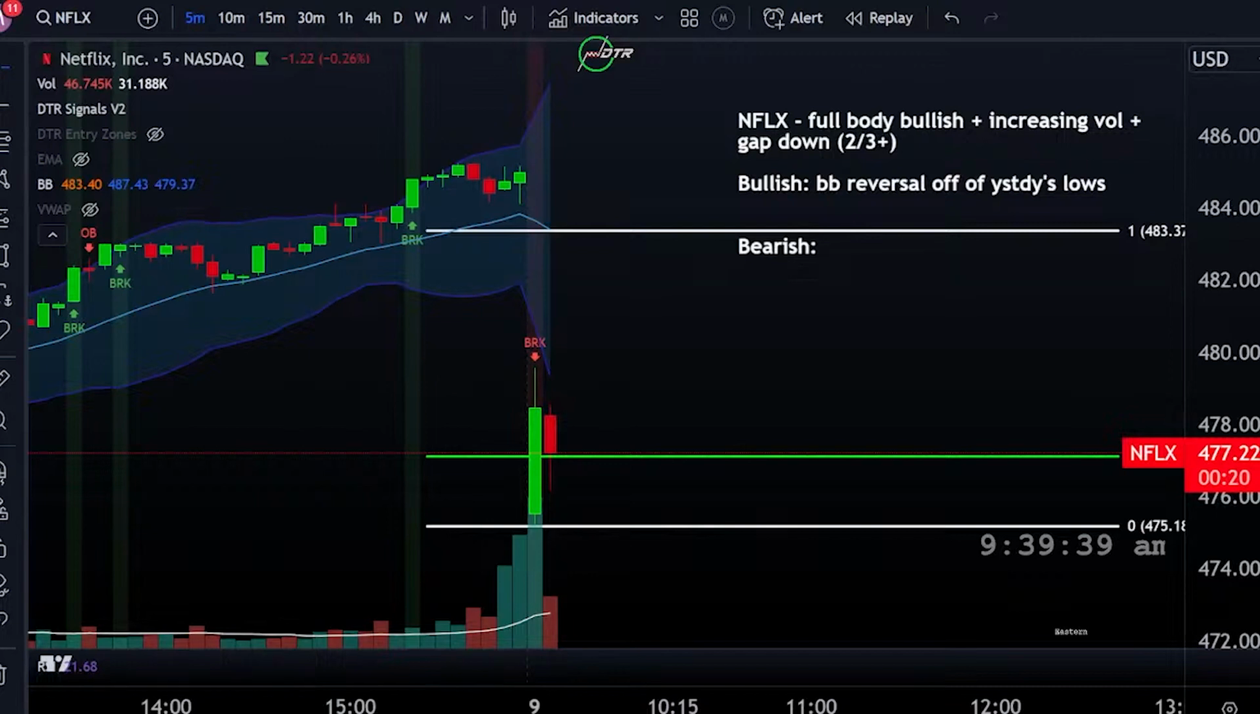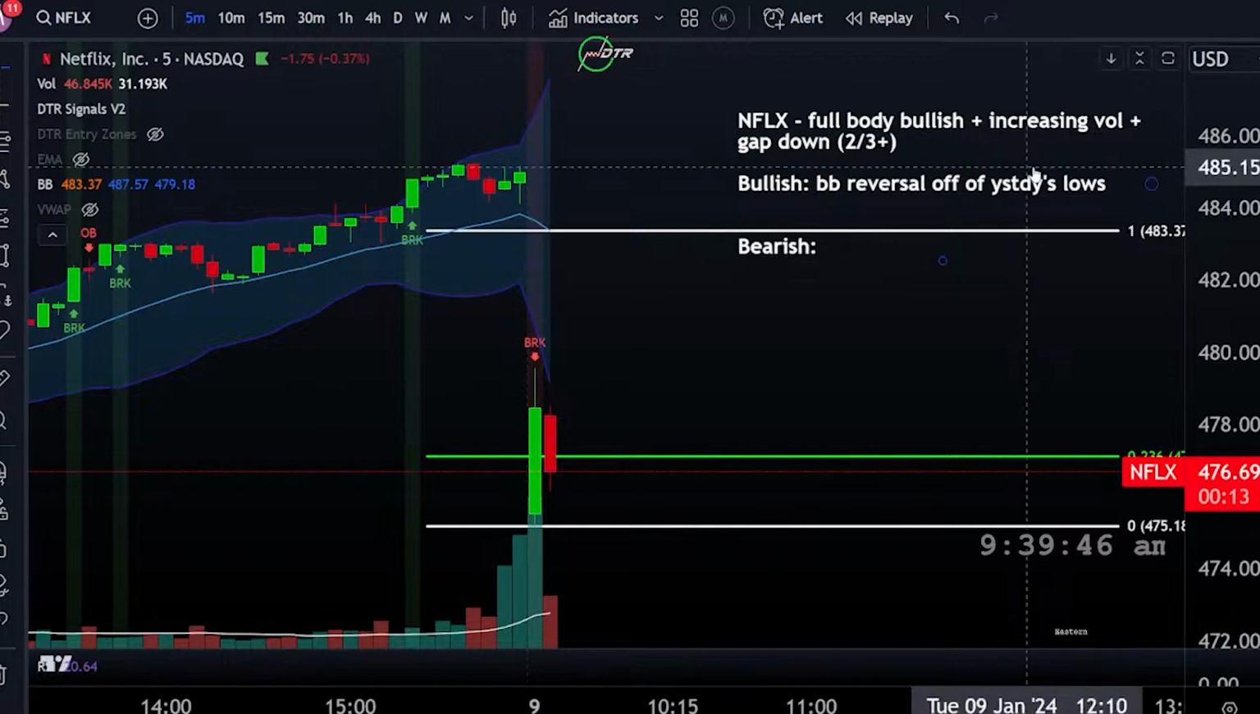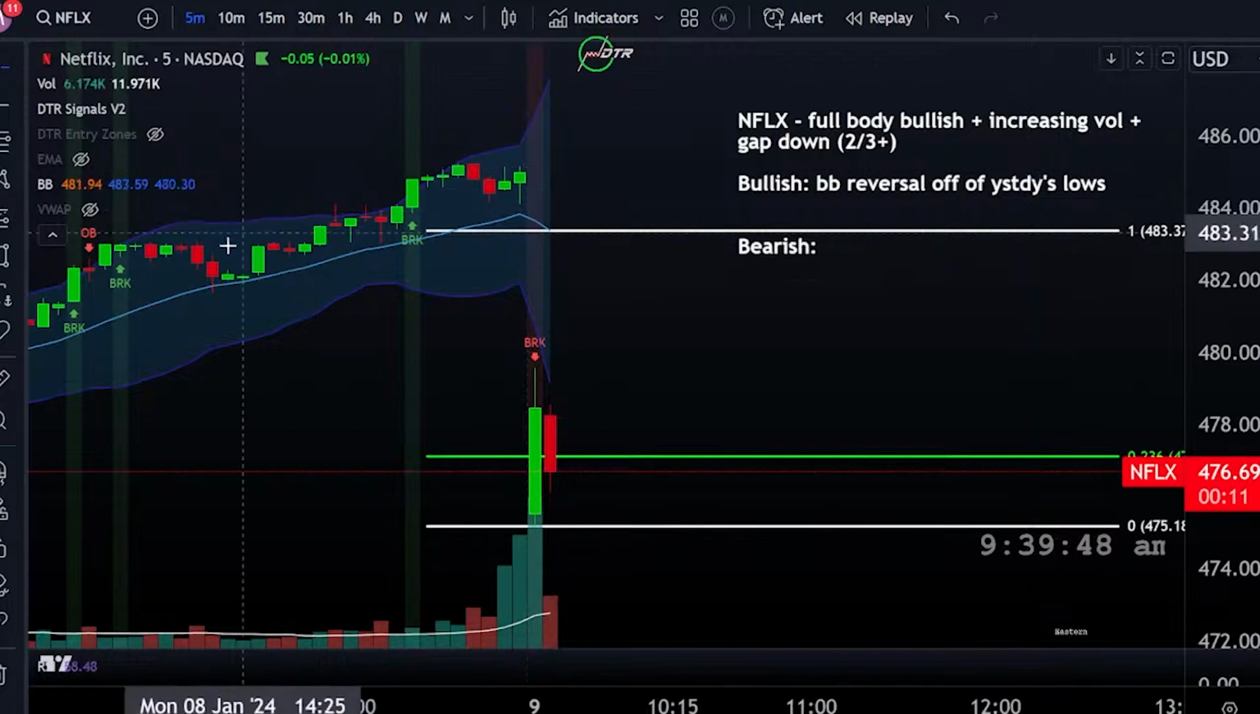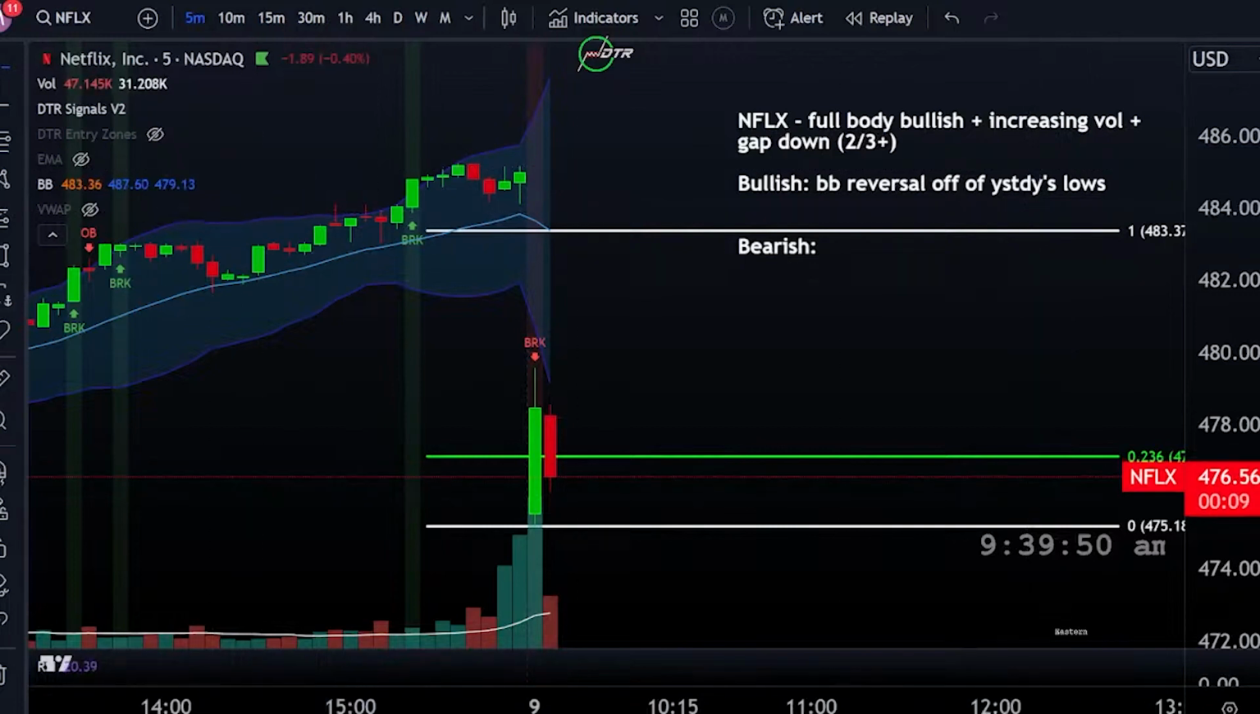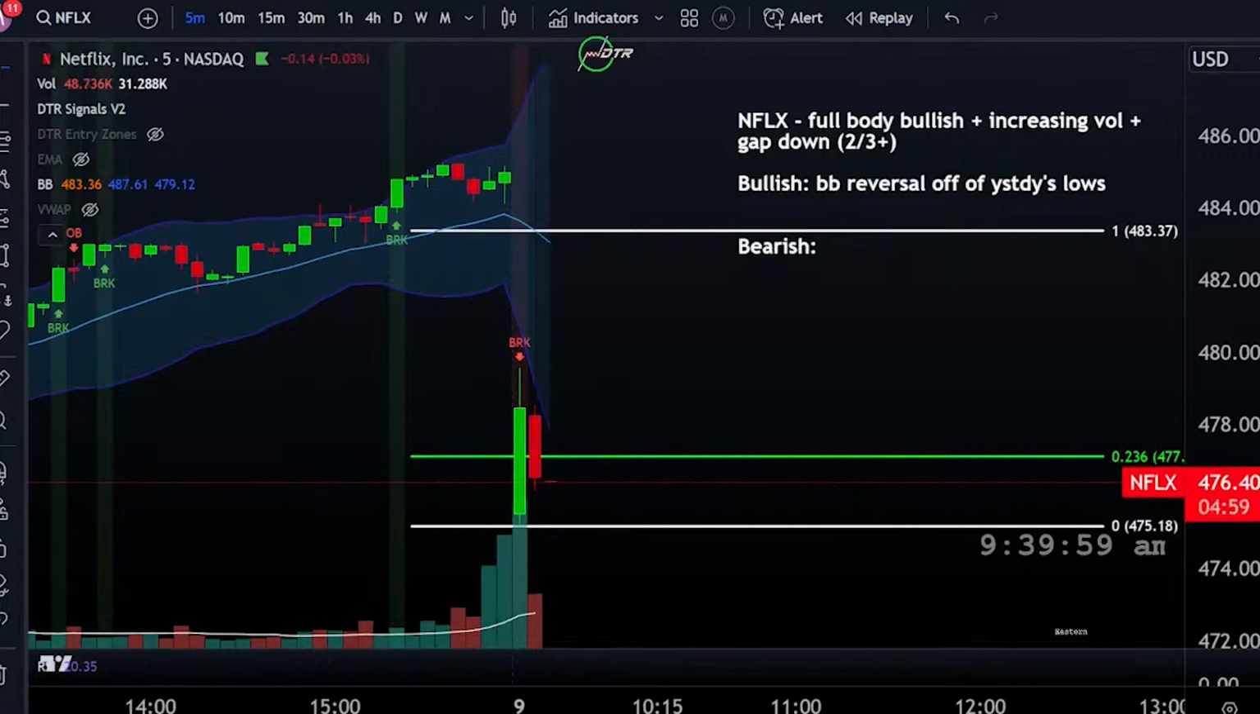Spread's like $1. $376.42, $377.56. That's huge. Now it's 48 cents. It's a little bit better.